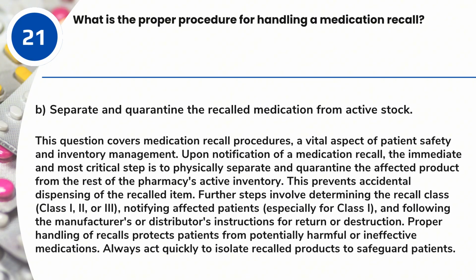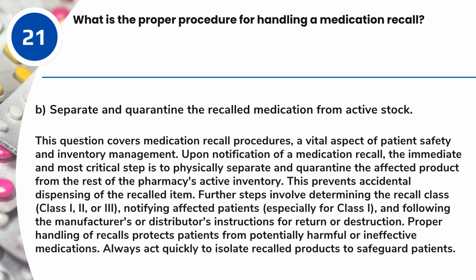Answer B. Separate and quarantine the recalled medication from active stock. This question covers medication recall procedures, a vital aspect of patient safety and inventory management. Upon notification of a medication recall, the immediate and most critical step is to physically separate and quarantine the affected product from the rest of the pharmacy's active inventory. This prevents accidental dispensing of the recalled item.